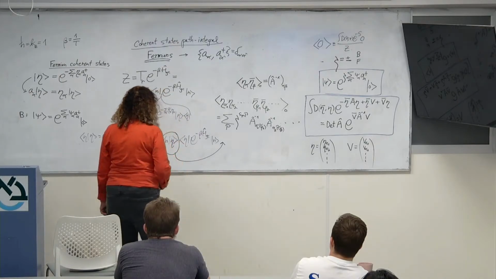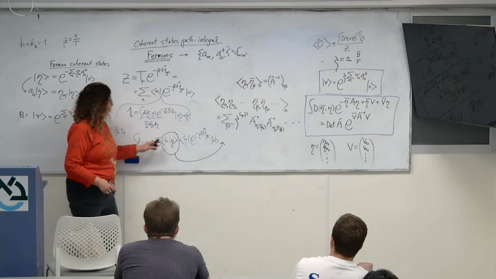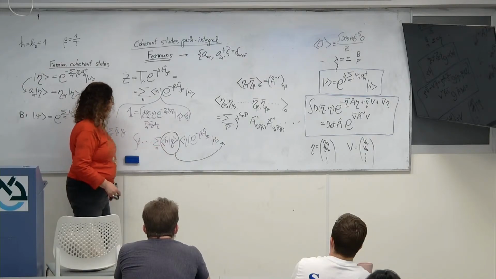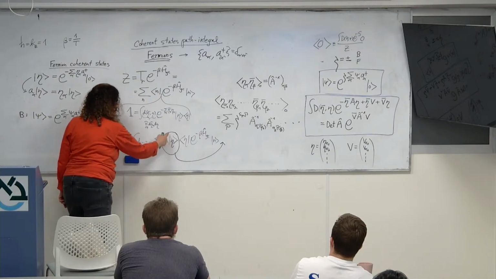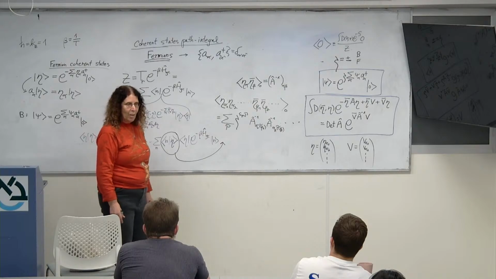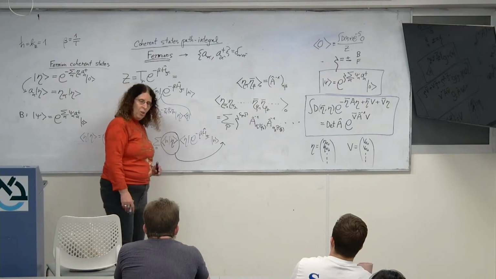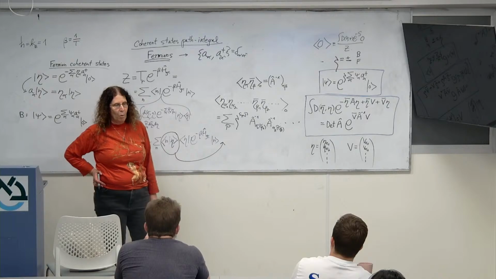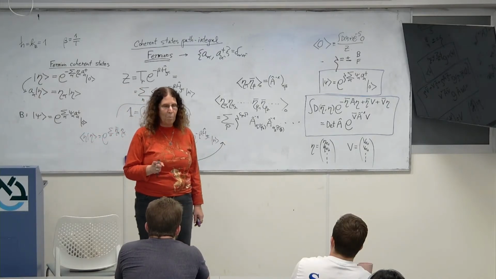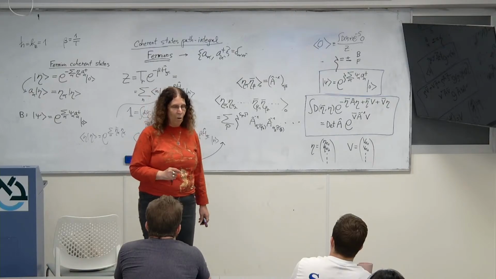Now for the fermions, I want to do the same, but I have to be careful. Why? Because this number is not a regular number. It's some combination of Grassmann variables where each Grassmann variable appears only once, right? Remember, only linear order.